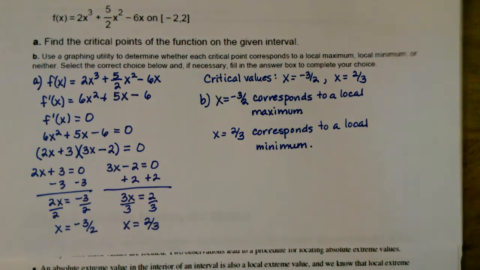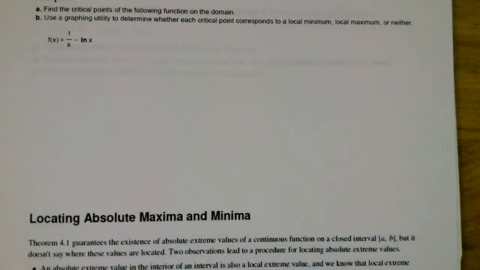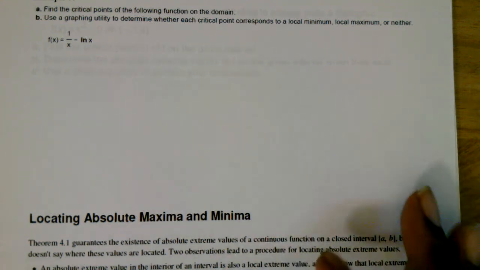All right, here's one more of these. Let's say I want to find the critical points for the following function on the domain and use the graphing utility to determine whether each critical point corresponds to a local maximum, local minimum, or neither. And here I've got f of x is equal to 1/x minus ln of x.